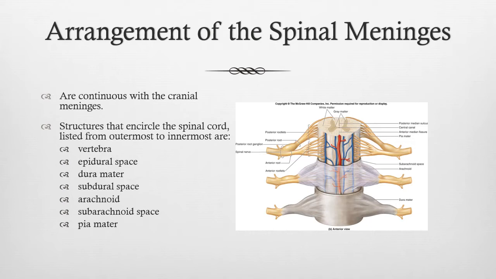Similar to that of the brain as well, we do have some different spaces that are available as well. And so in between each layer that is there, we have our subdural space. We then have our subarachnoid space that is there. In between the vertebral column and the dura mater itself, we then have the epidural space. This is where things like epidurals are going to go.